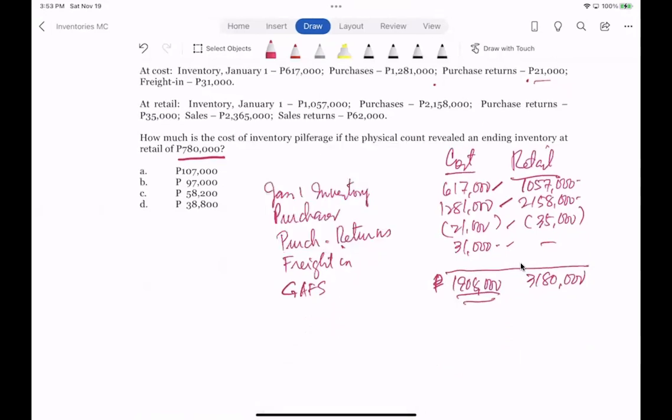Okay, so compute for your cost ratio, because what is required here is cost. Your cost ratio is based on the relationship between goods available for sale at cost and goods available for sale at retail. So that is 60%.